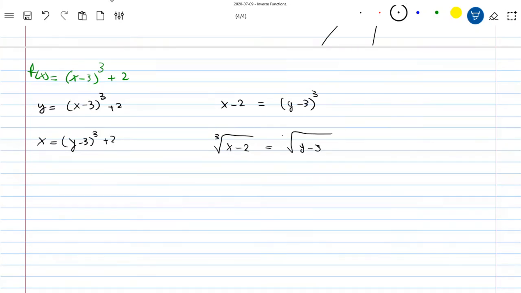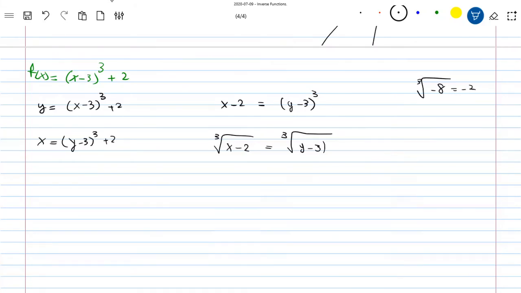Here's the difference between cube and square root. For cube, you do not need the plus or minus, because you can have positive or negative numbers inside this cube. Cube root of negative 8 makes sense: negative 2. It's a real value. There was no need for plus or minus.